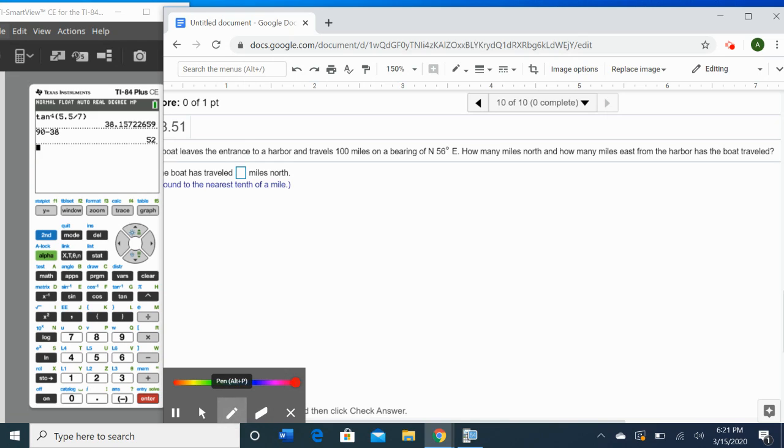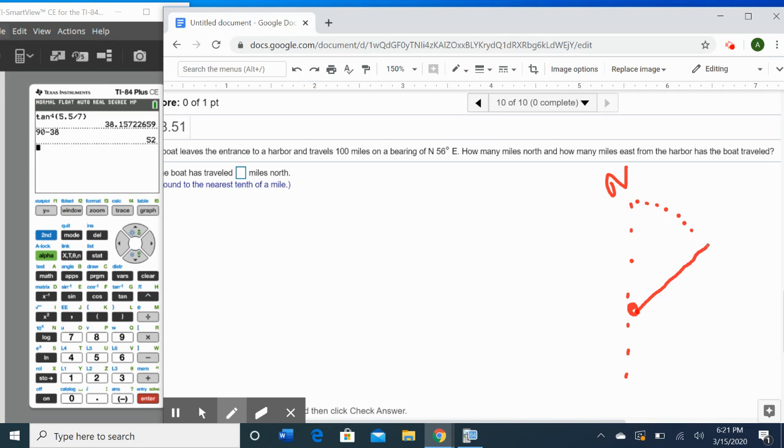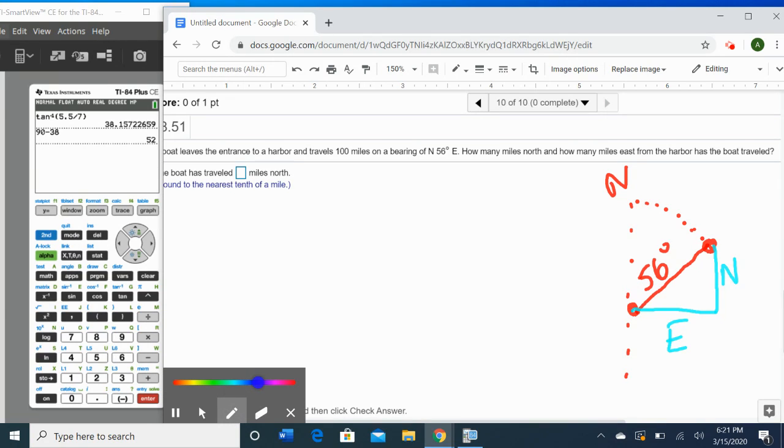So I'm going to move my picture over a little bit because I'm going east. I went north 56 degrees east, so that might be 56 degrees right there, and that's how I ended up there. I want to know how many miles north and how many miles east of the harbor I am. This right here is going to tell me how many miles north, and this here is going to tell me how many miles east. Now let me think about what they gave me: that the boat traveled 100 miles.